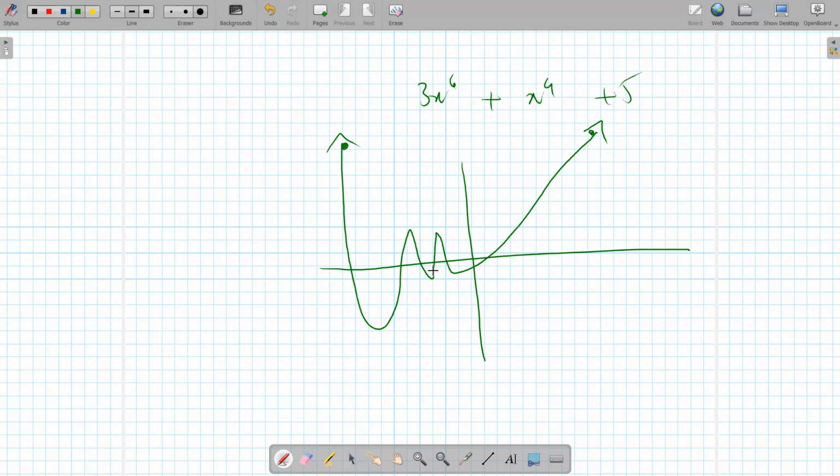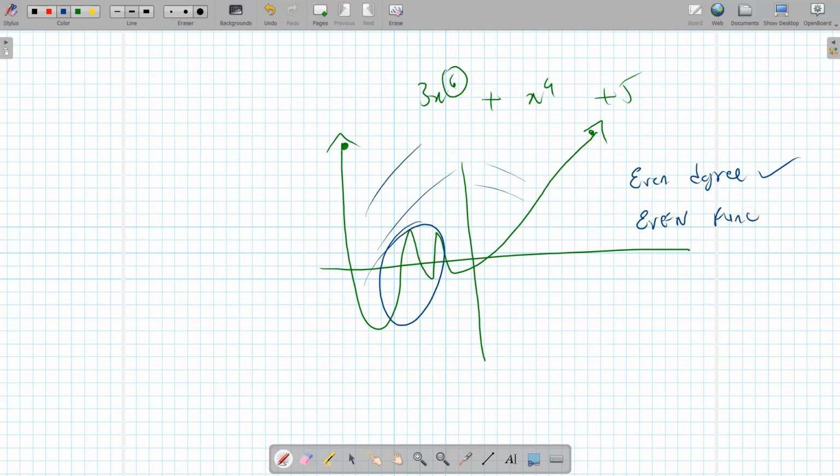Is this an even degree polynomial? It is an even degree polynomial because the degree is 6. 6 is an even number, okay? But is it an even function? No, it's not. If you chop this in half, you get nothing, right? There's no similarity. You have all these things going on here. You don't have any of those. So this is an even degree, okay? Because degree 6, that's good. But it is not an even function because it's not symmetrical about the y-axis. Okay? Kind of makes sense? Yeah.